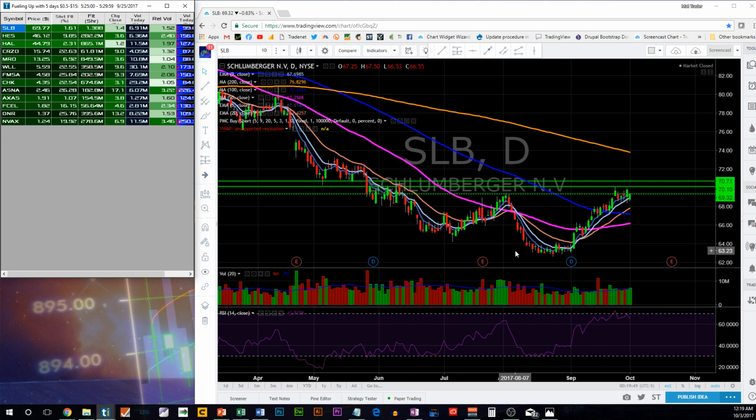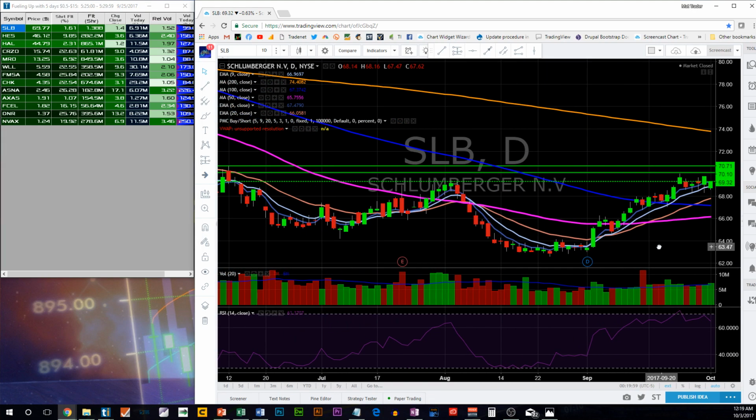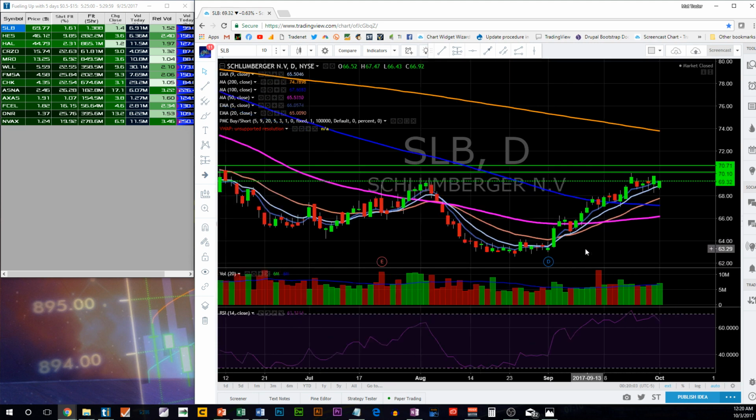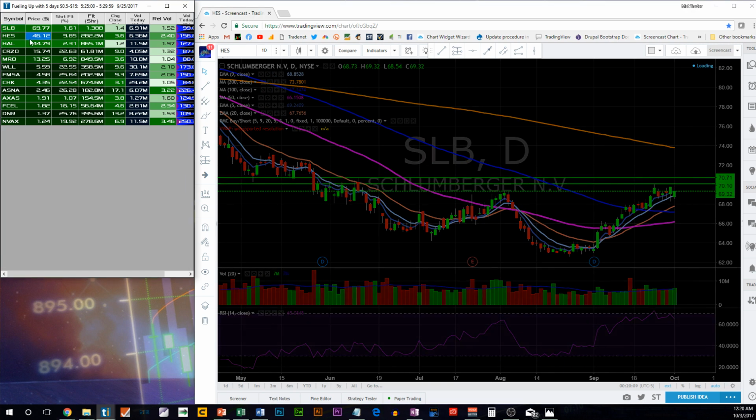So it's still a good scanner that gives me good ideas. So this is SLB Schlumberger. It's an oil company. I think these have been on my scanner for the last few days. But then this, I've already marked this as potential areas. As an example, all these are oil companies.